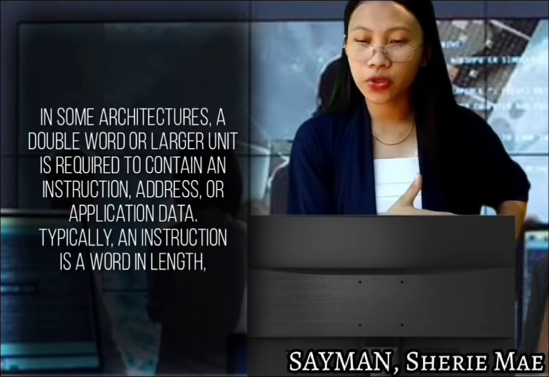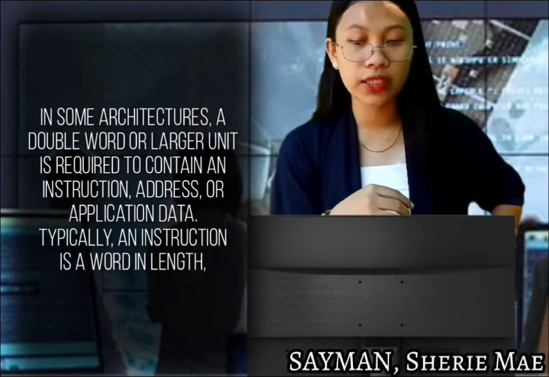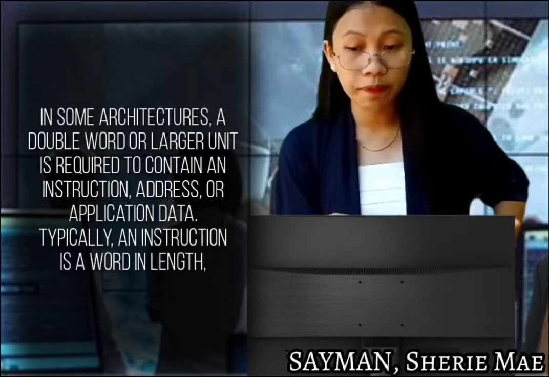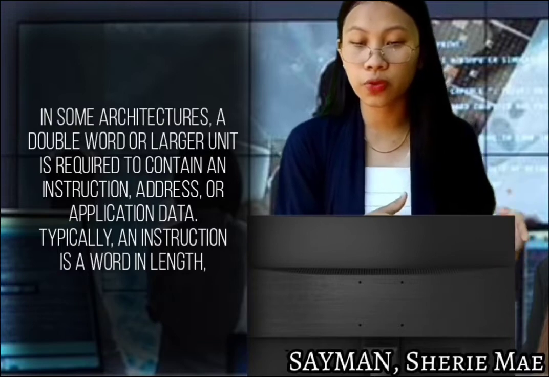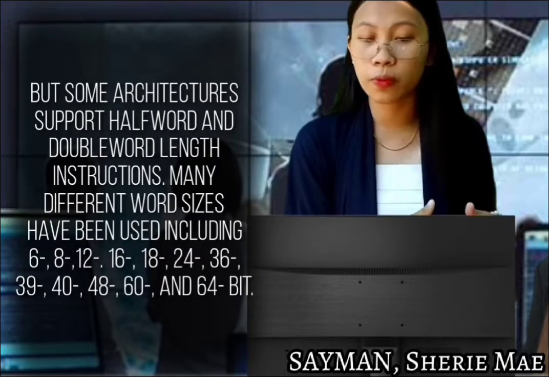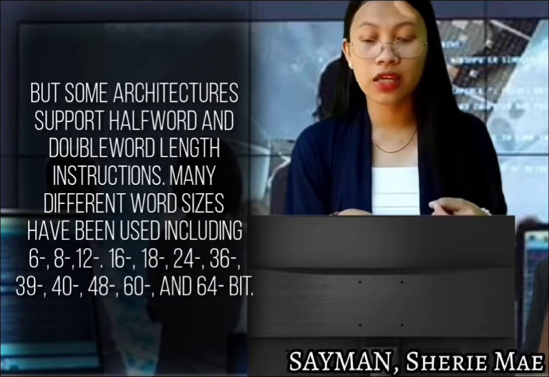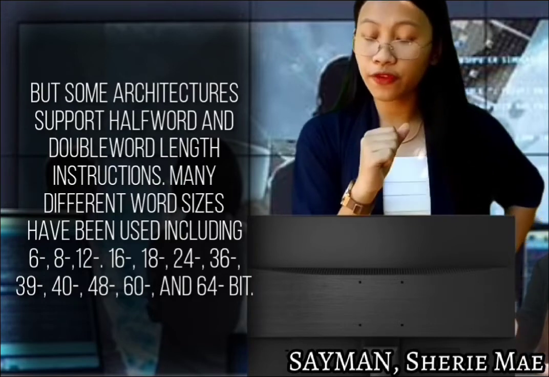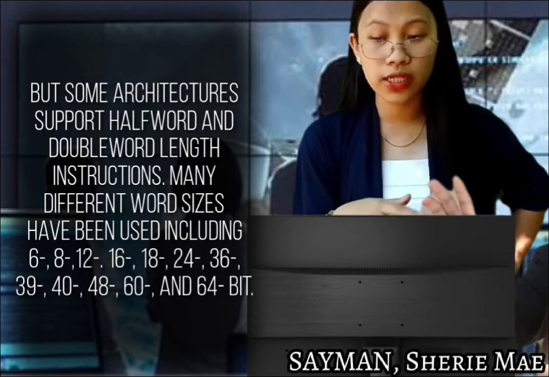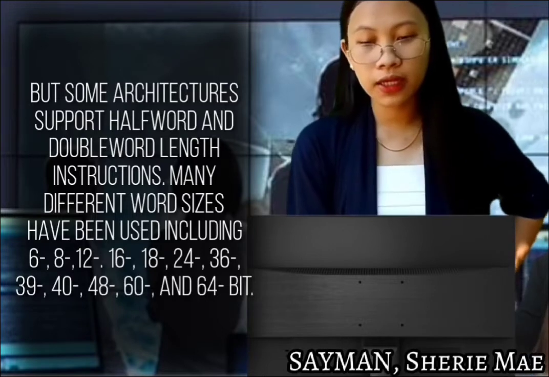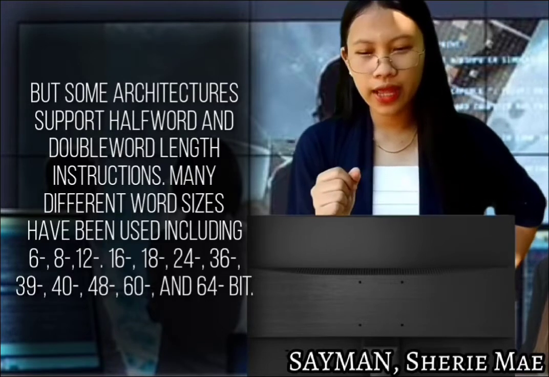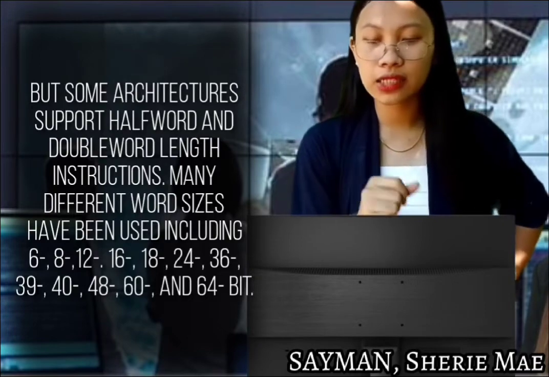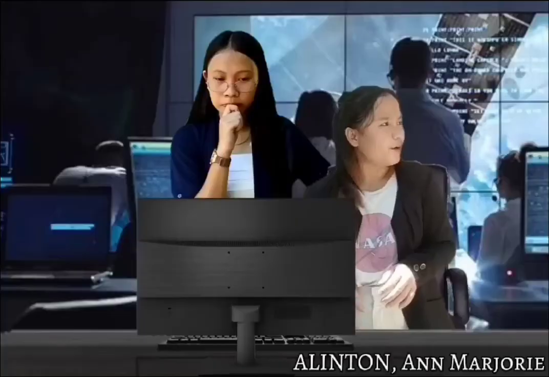In some architectures, a double word or larger unit is required to contain an instruction, address, or application data. Typically, an instruction is a word in length, but some architectures support half-word and double word length instructions. Many different word sizes have been used, including 6-bit, 8-bit, 12, 16, 18, 24, 36, 39, 40, 48, 60, and 64-bit. Sheila, what are short and long integers?